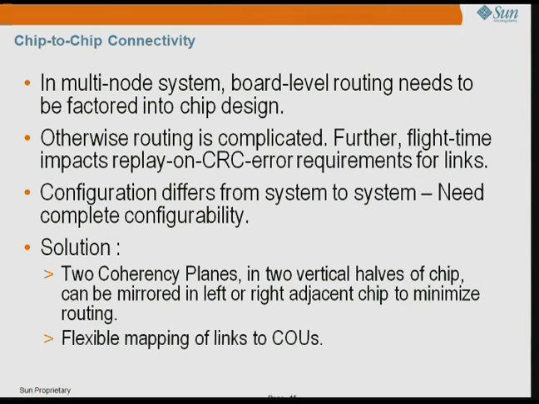There's a great advantage to this because typically chip design precedes system level design by months, if not up to a year. So having proactively put in this facility and providing maximum configurability, we've addressed this upfront instead of having to complicate the system design unnecessarily.